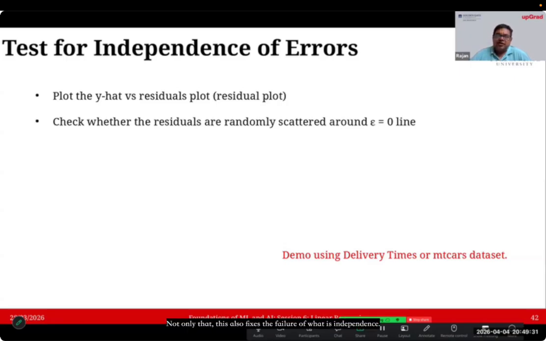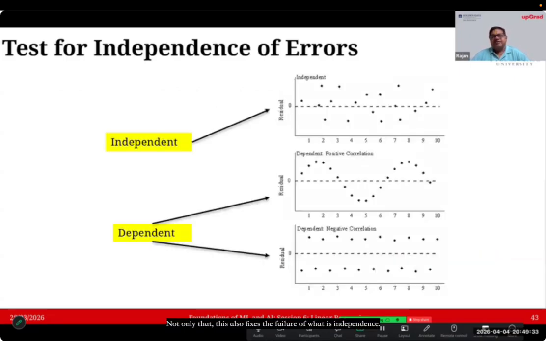That also fixes the failure of independence. What is independence? That's what we talked about earlier, right? The errors are randomly distributed around the mean error line. The mean error line is flat at 0. You can immediately guess the error distribution itself has mean 0. If your errors, on the other hand, have a pattern, think for example of a sinusoidal function.